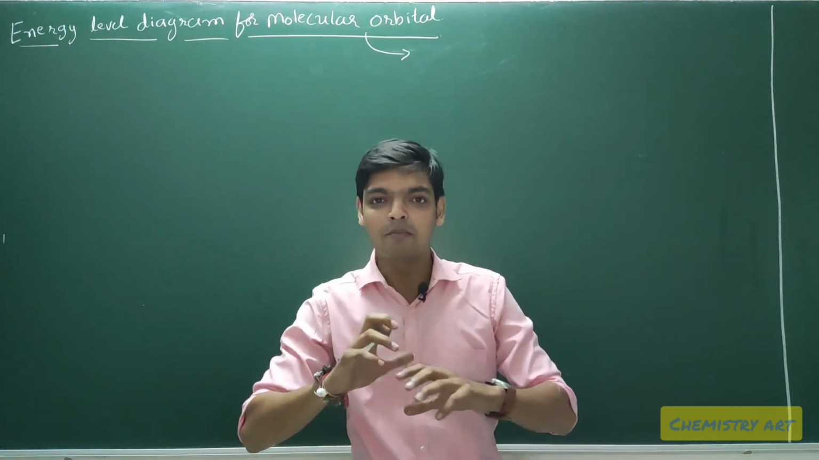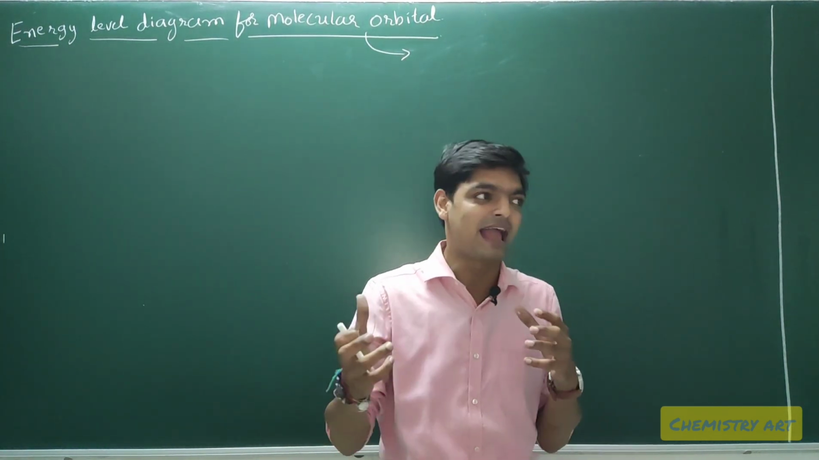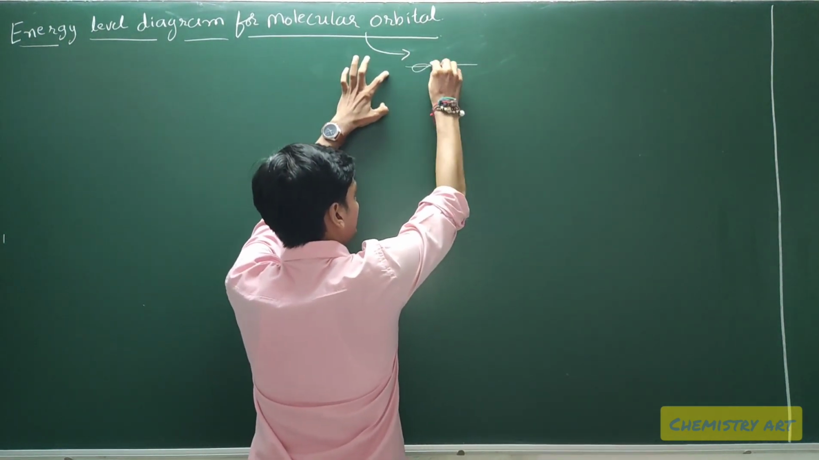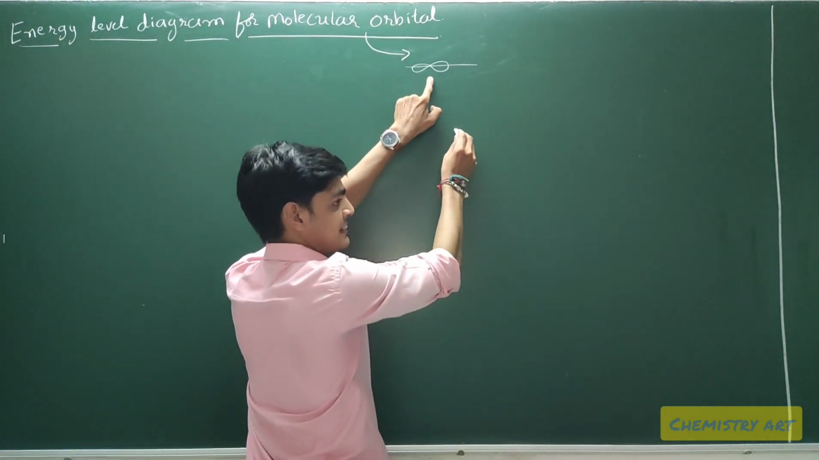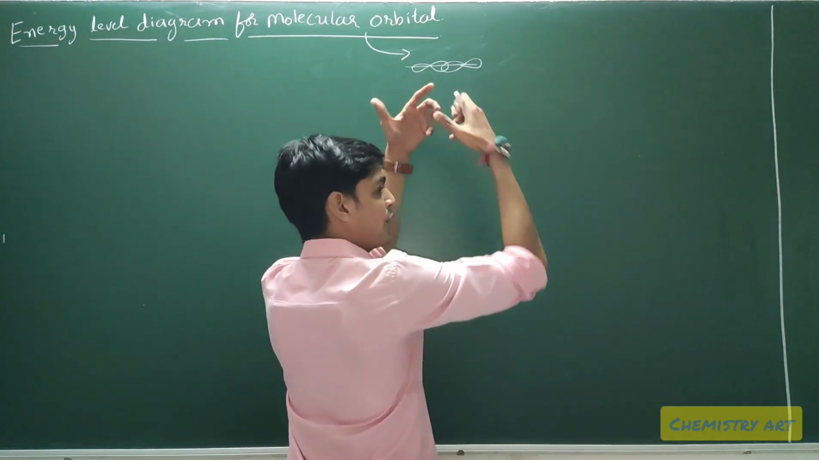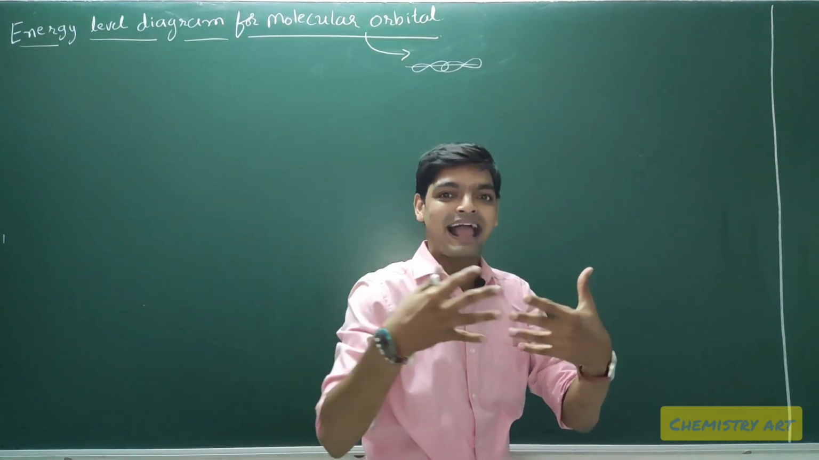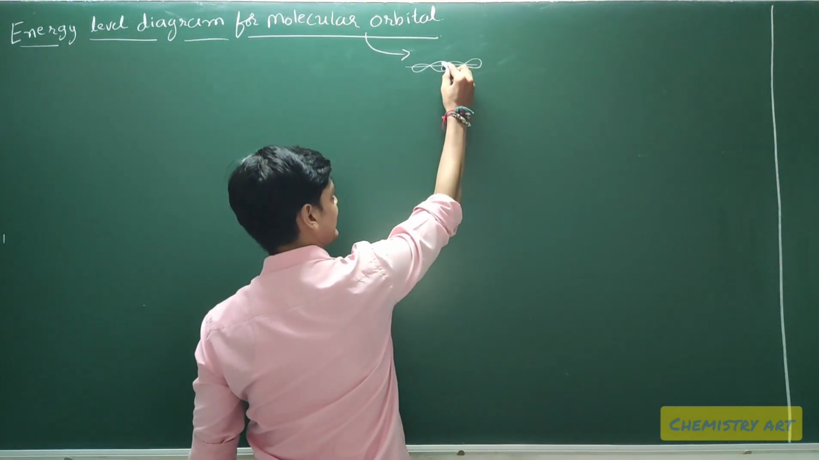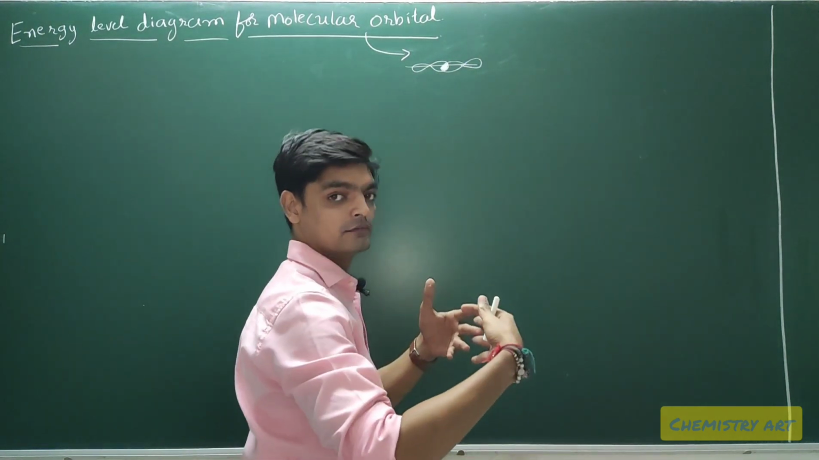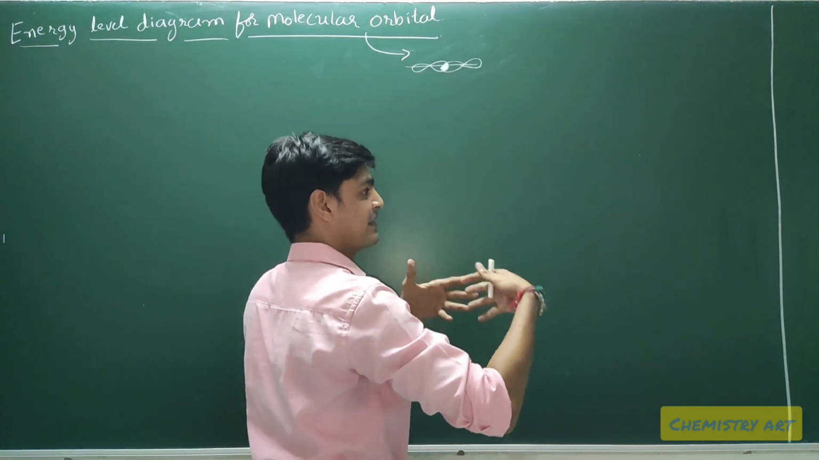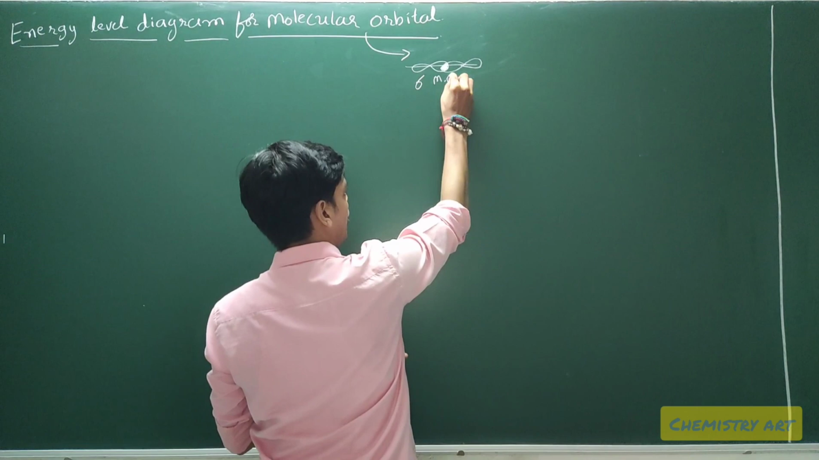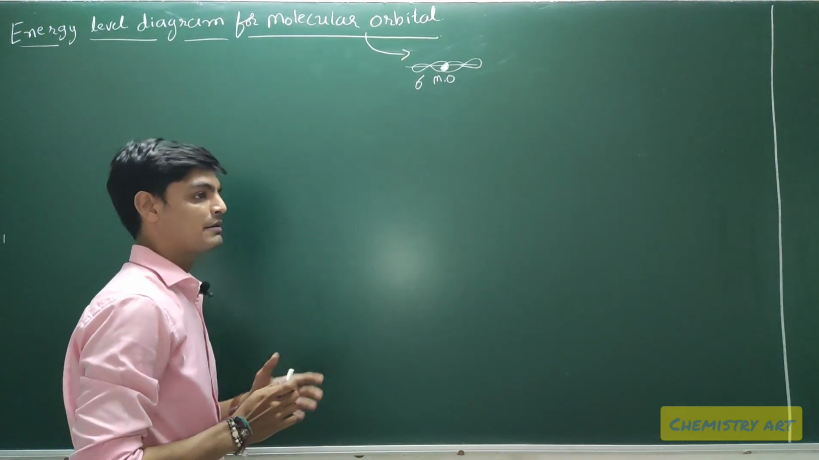And this combination of atomic orbitals can happen in two ways. For example, if we have this atomic orbital and another atomic orbital with the same orientation, on the same axis, and they combine in this way, overlapping each other end to end, this overlapping forms a sigma molecular orbital. So this is the first type of molecular orbital.